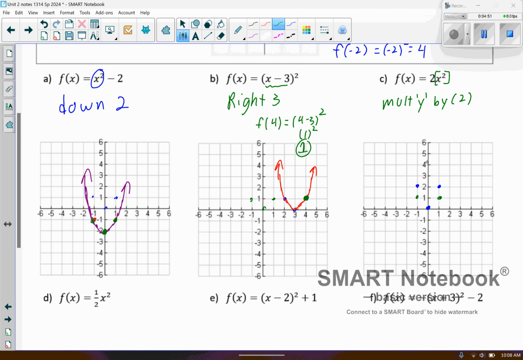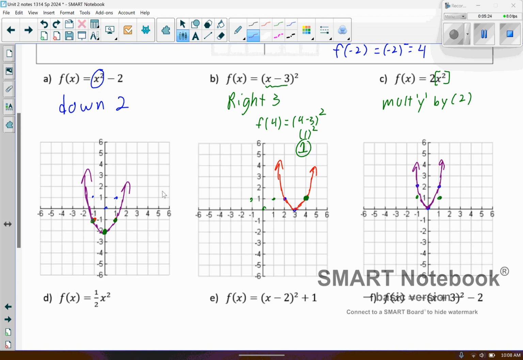Let me do this in a different color. It's going to stretch this vertically, but it's also going to cause the sides to come in a little bit tighter. You just have to be careful, because it's a little bit tighter there at the bottom of that curve. You'll be doing this on the computer, so it shouldn't give you too much trouble. Once again, plot the vertex and then either one of those points, and it will populate on the screen for you.